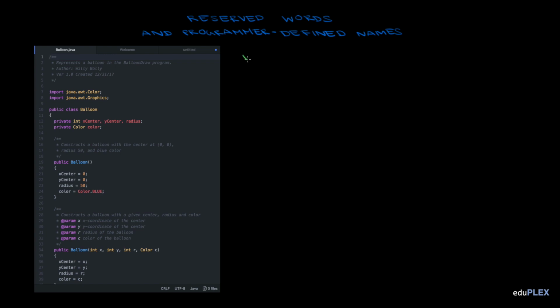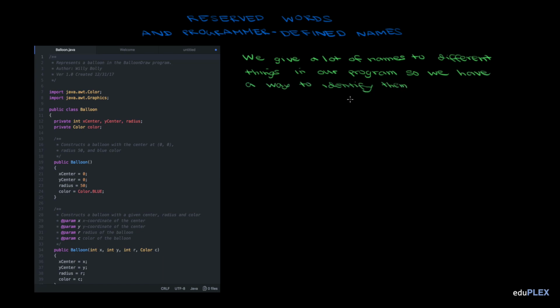When we're writing code, we give a lot of different names to different things in our program so we have a way to identify them. Whether it's a variable, a method, a class, an object, we need to make concise but meaningful names to give to the different items we create. However, there are some words that we can't use when we're giving names to variables, methods, and classes.